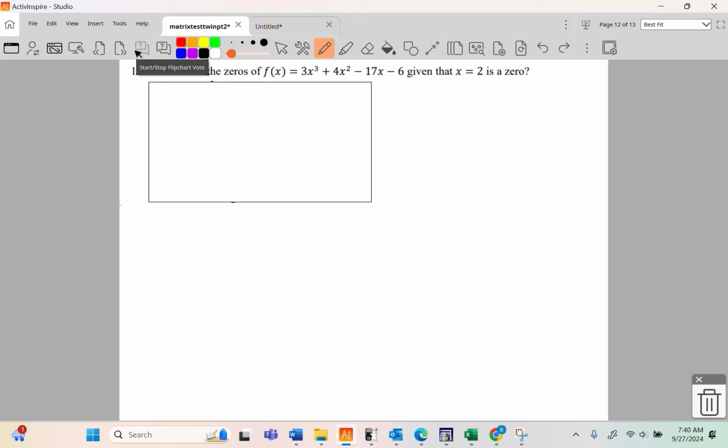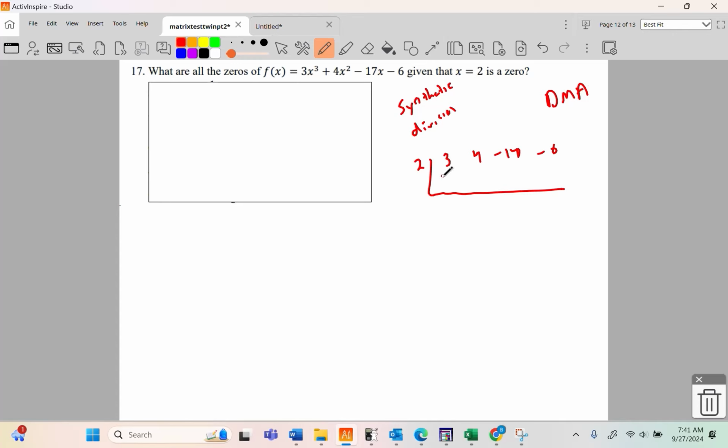All right, what are the zeros of f of x equals blah, blah, blah, given that x equals 2 is a zero? We're going to do something called synthetic division. This is something we'll do at some point in time, and before Christmas, I think. I'm going to throw this 2 out there. I'm going to keep the coefficients of 3, 4, negative 17, and negative 6. My acronym is DMA, drop, multiply, and add. Drop the 3, multiply, 6, add is 10, 2 times 10 is 20, add to get 3, 2 times 3 is 6, got a 0, because it was a zero.